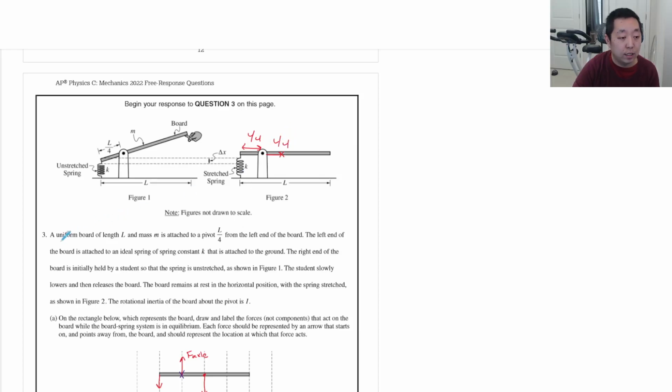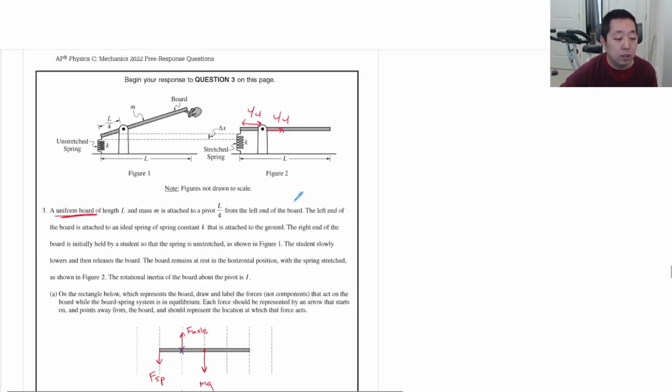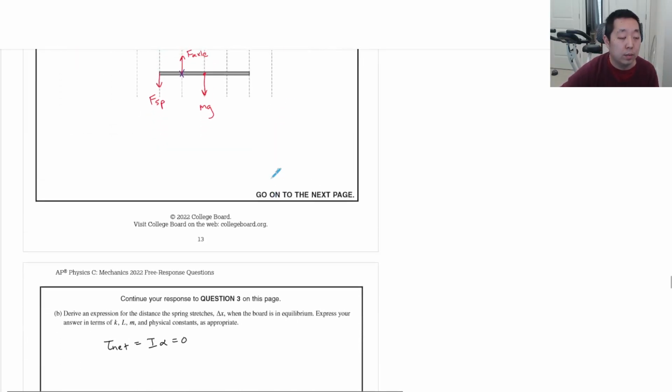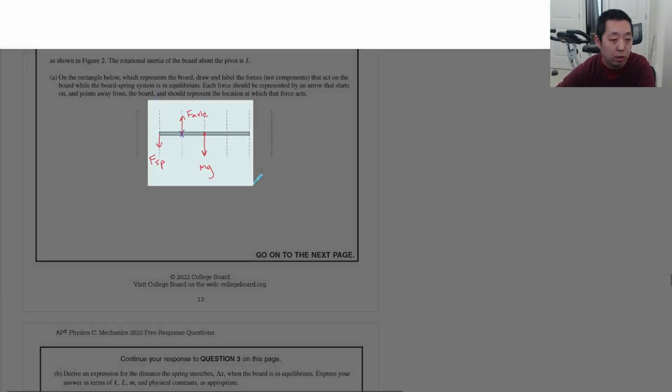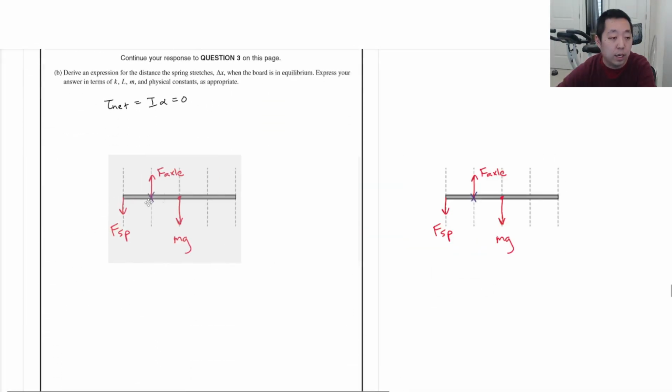Why do I know mg acts at the center? It's because it's a uniform board. So the center of mass is right at the center. Those are both L over 4. So let me grab a picture of this so I can draw on it, because I don't want to mess up that answer here.